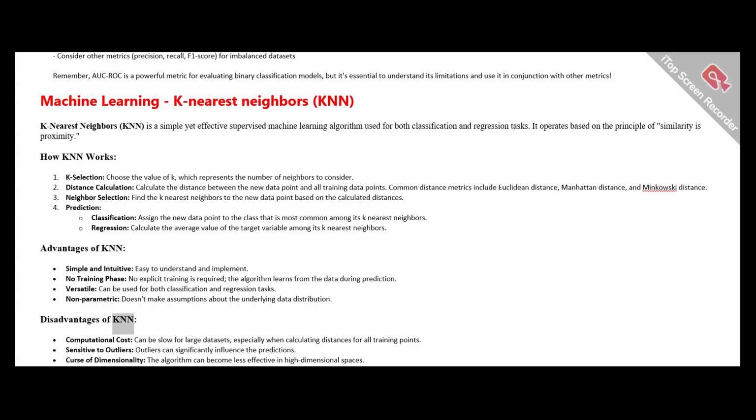Disadvantages of KNN. Computational cost: can be slow for large datasets, especially when calculating distances for all training points. Sensitive to outliers: outliers can significantly influence the predictions. Curse of dimensionality: the algorithm can become less effective in high-dimensional spaces. Choice of K: selecting the optimal value of K can be challenging.